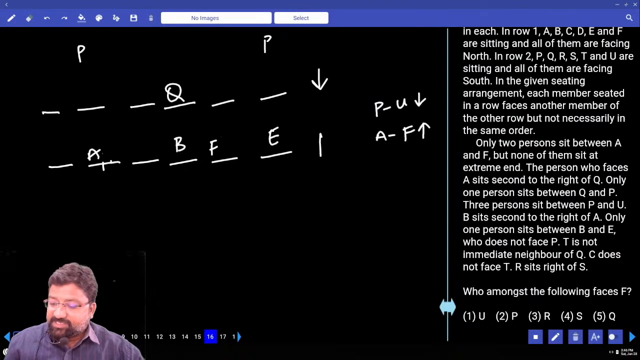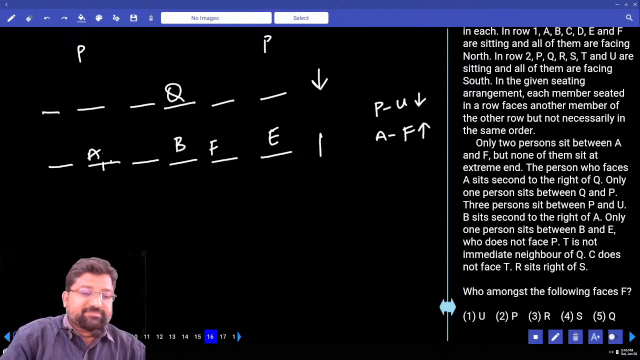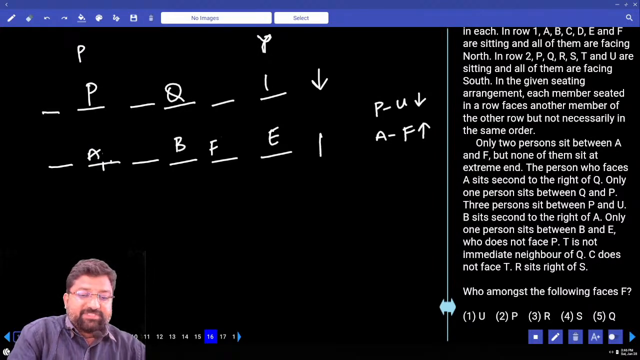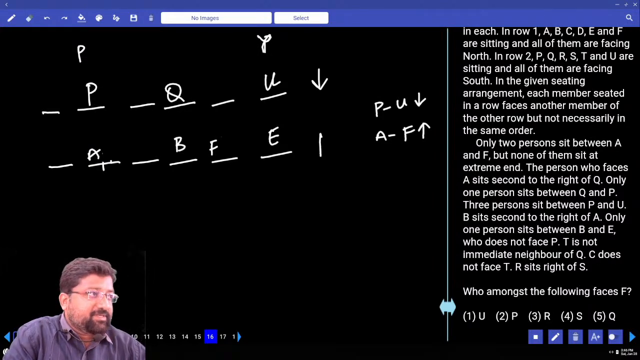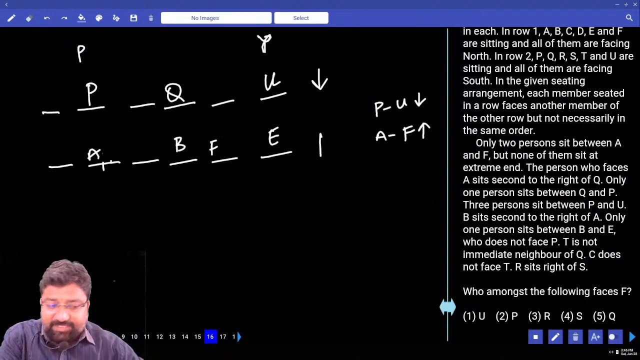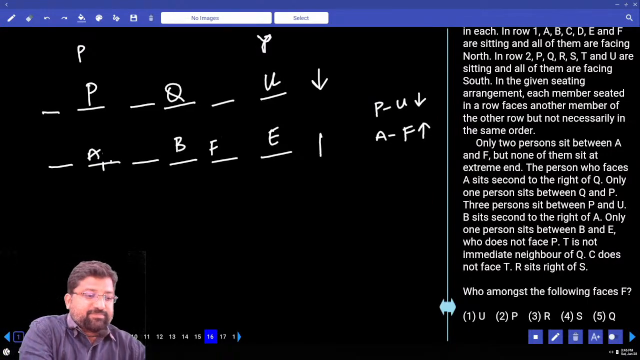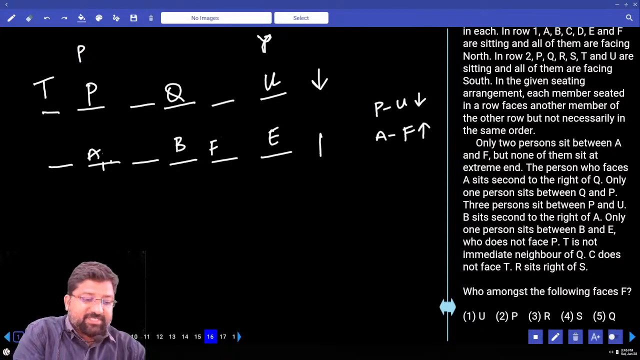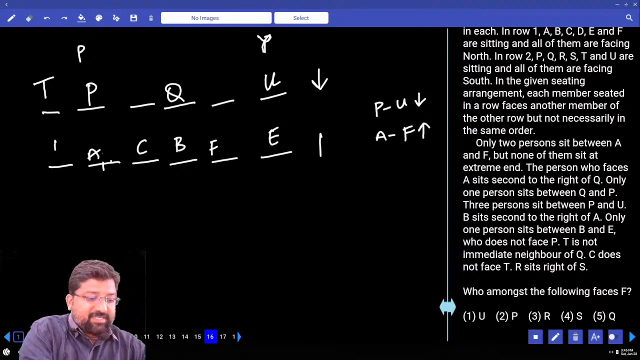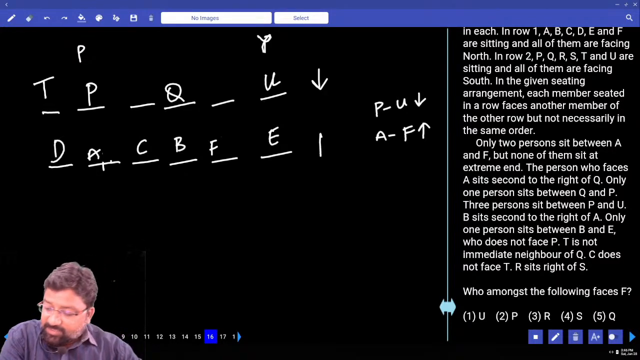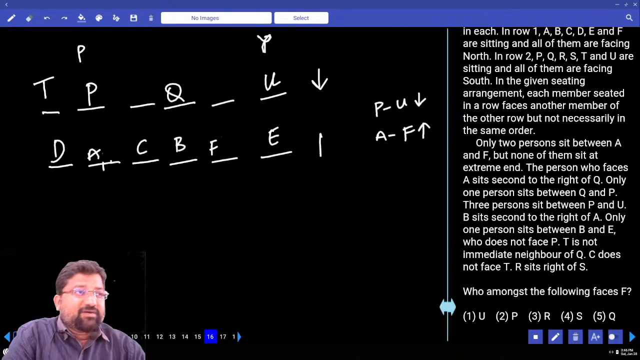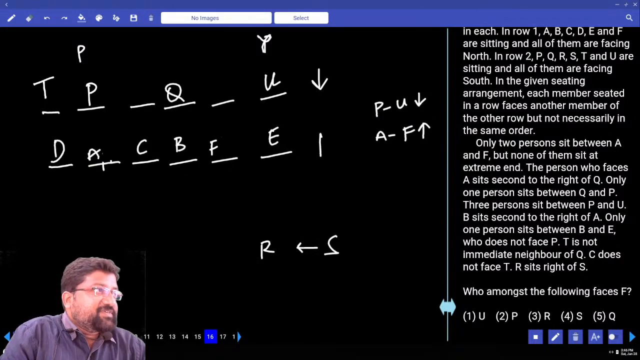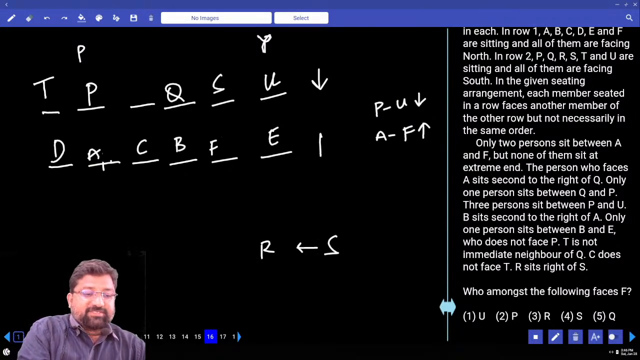And then he says E does not face P. This has to be P. Earlier we have read one point which says three people between P and U. What is the next line? T is not an immediate neighbor of Q. Then only one possibility for T. C does not face T, so this has to be C. And there's one person left out here and he is D. Next line, R sits to the right of S. Right of S is your left because S is facing south. This is S and this is R.